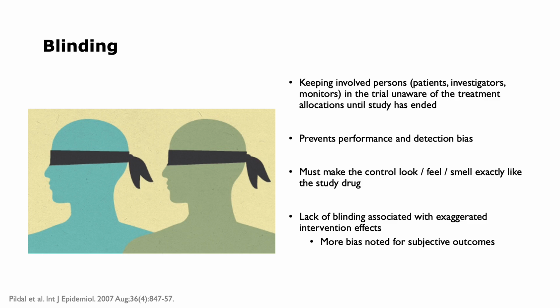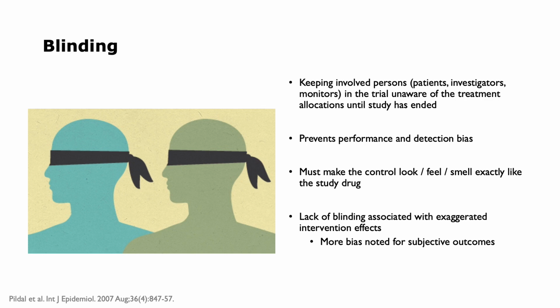Blinding is an important aspect of preventing performance bias. When we talk about blinding, we're talking about keeping involved persons, that could be patients, investigators, study monitors, etc., in the trial unaware of the treatment allocations until the study has ended. And as I just stated, blinding helps to prevent performance as well as actually detection bias.